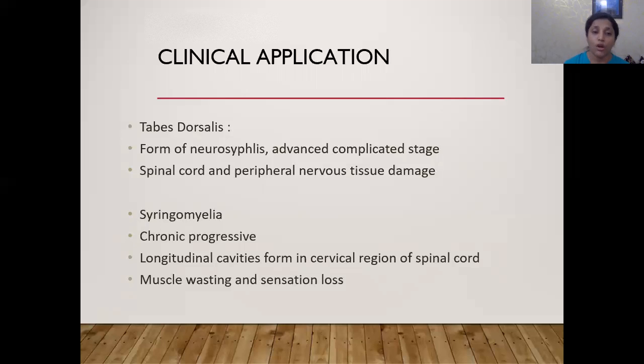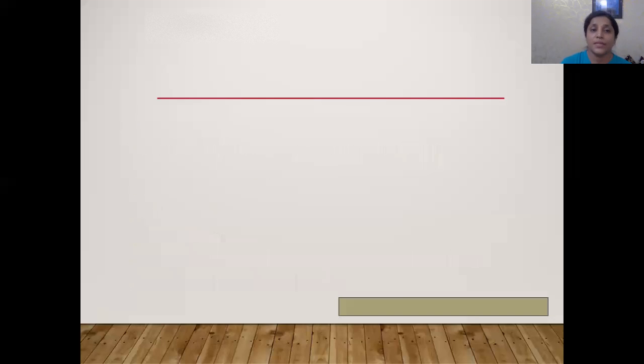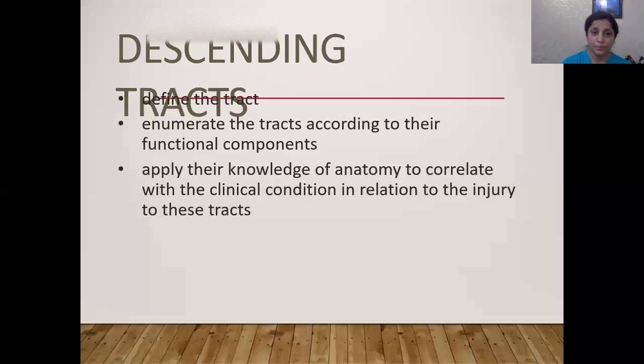And this is a chronic progressive condition which results in the wasting of muscles and sensation loss, depending on the neuronal segments which it has involved. So it is not necessary to say which particular spinal segment syringomyelia is going to involve. It is involving the cervical region, the longitudinal cavity is formed, but the presentation may be variable.